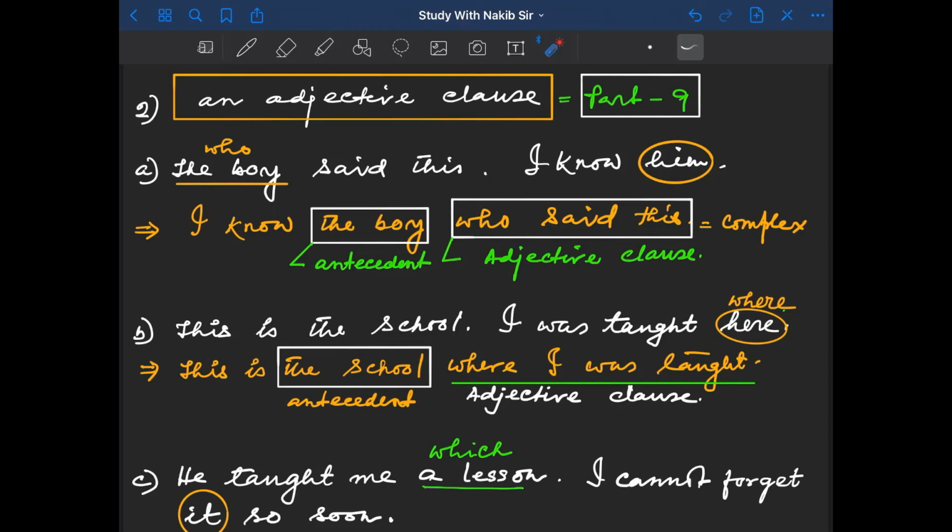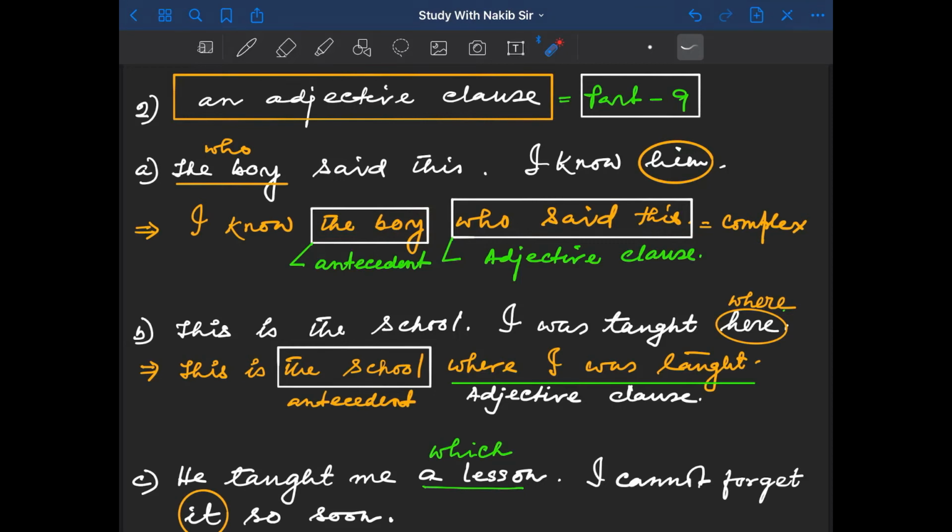An adjective clause. It is a very easy part. What is an adjective clause? An adjective clause is a relative clause that defines its antecedent, that works like an adjective to describe the antecedent. This is called antecedent. What is an antecedent? An antecedent is a noun or pronoun that is placed before the relative clause or before the adjective clause. This is the adjective clause, and this is the noun and pronoun being used before this. For this it is called antecedent. Noun or pronoun before it.